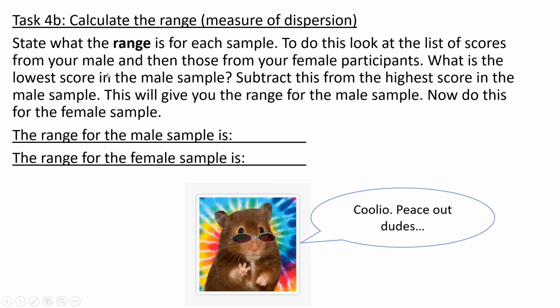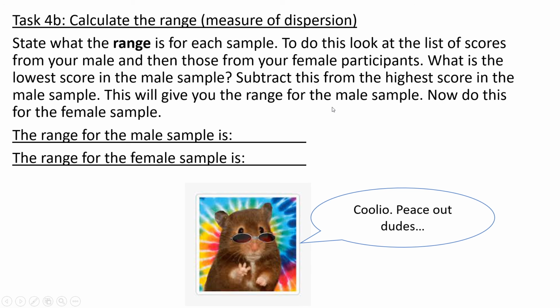So to do this, look at the list of scores from your male and then from those from your female participants. If you only have one gender, just look at the one set of scores. What is the lowest score in the male sample? Subtract this from the highest score in the male sample. This will give you the range for the male sample. So if your lowest score was, let's say, 10 and your highest score is, I don't know, 28, then your range would be 18.